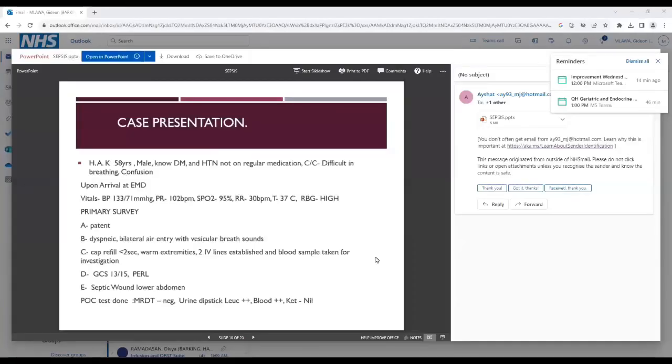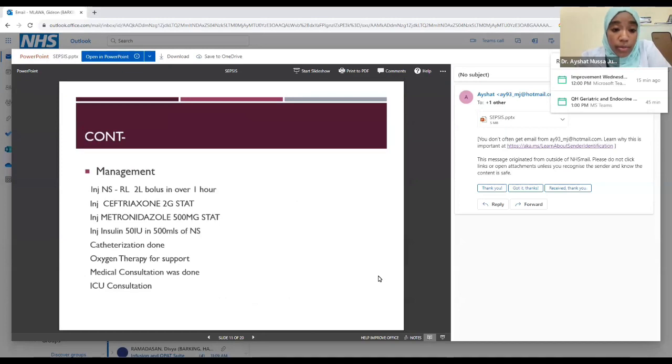Investigations included a malaria rapid test, which was negative, and a urine dipstick, which showed leukocytes plus, blood plus, ketones nil. Next. So we were treating this patient as HHS with sepsis.